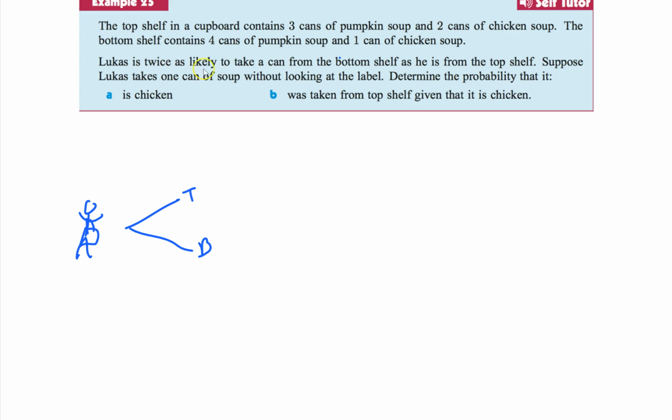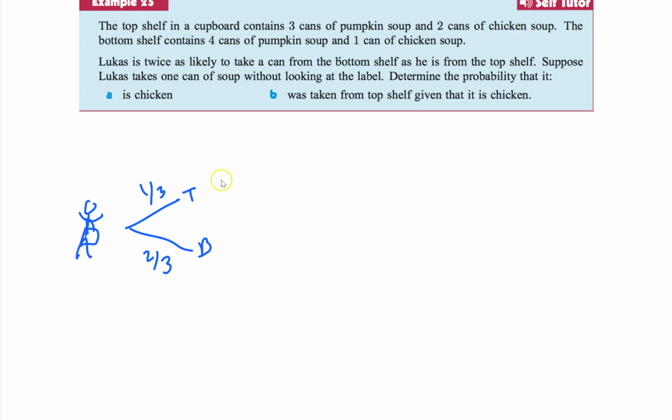It says that he's twice as likely to take the can from the bottom shelf as the top shelf. So twice as likely means it's 2 out of 3 for the bottom, and this is going to be 1 out of 3 for the top. Twice as likely, so times 2, a total of 3. So 1, twice is 2, the total is going to be 3 then.